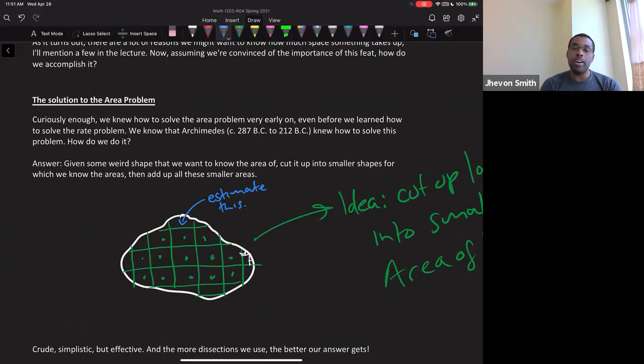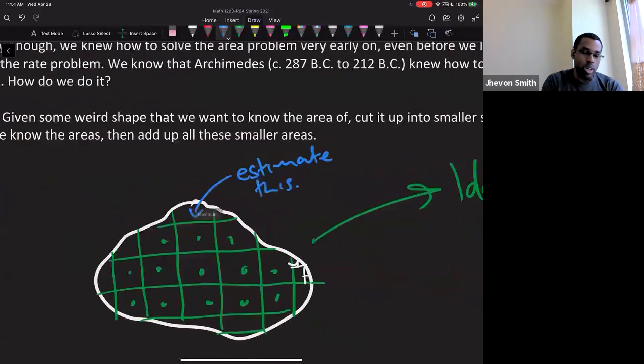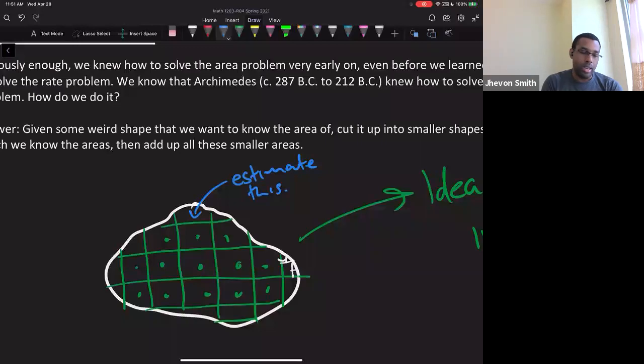You can get a better answer just by cutting it up in more shapes. So if you really, really care about what one of these rectangles is worth, you can even go in and slice it up into even more rectangles and get a better idea. And eventually you'll get to some answer that you're happy with.